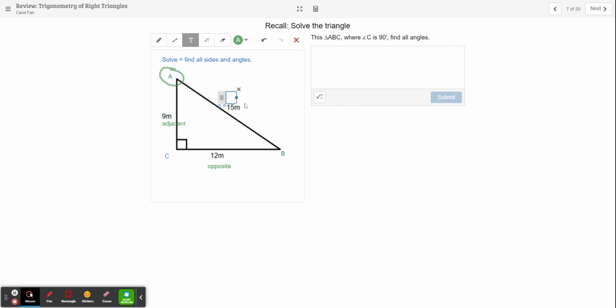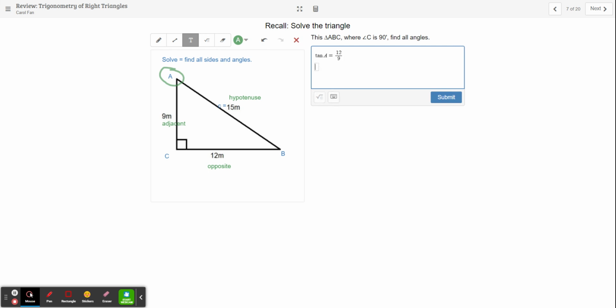15 is going to be the hypotenuse, regardless of whether I'm using A or B. So, because I've been given all three sides, I could choose any of the ratios to solve for angle A. Adjacent and opposite, I'll use those, and that would mean that I need to involve the tangent ratio. So tan A is equal to opposite over adjacent.